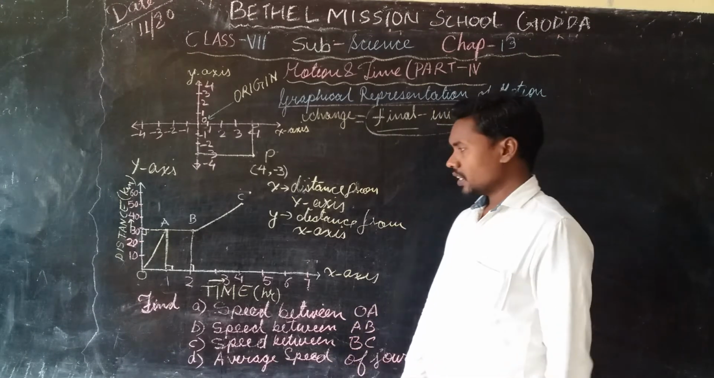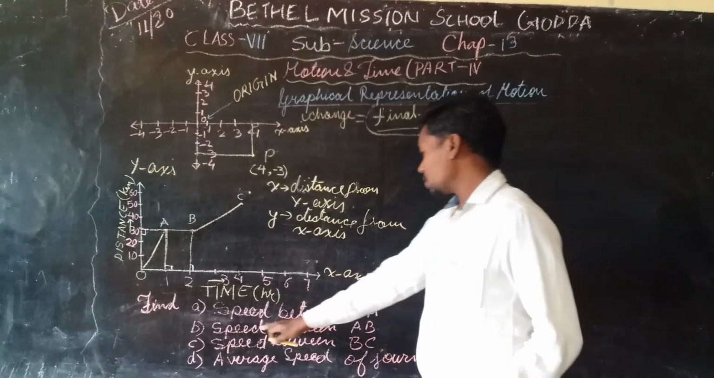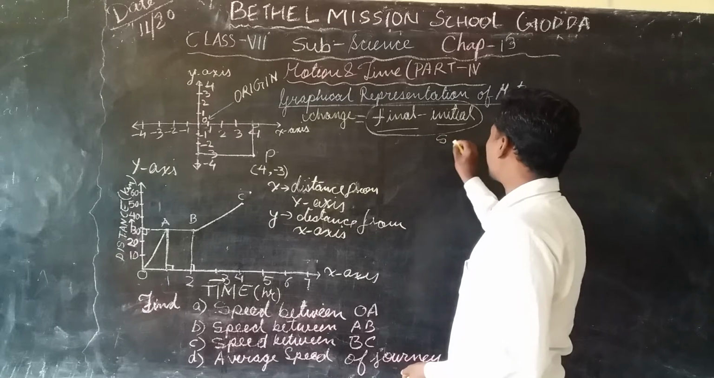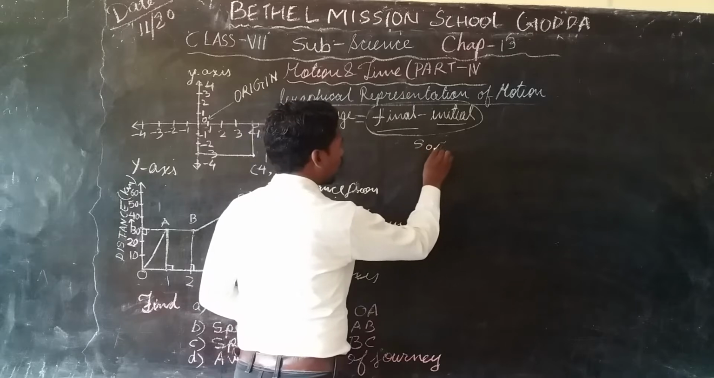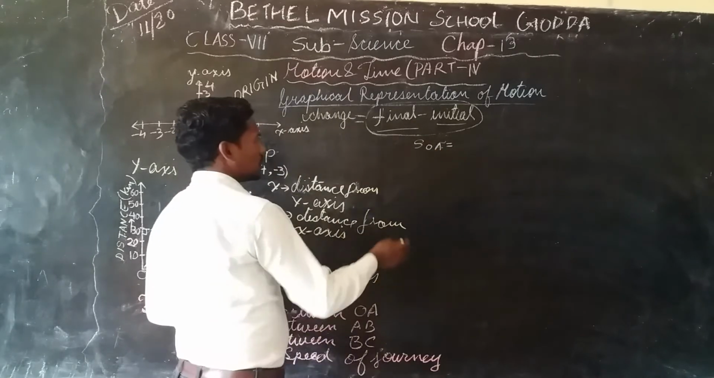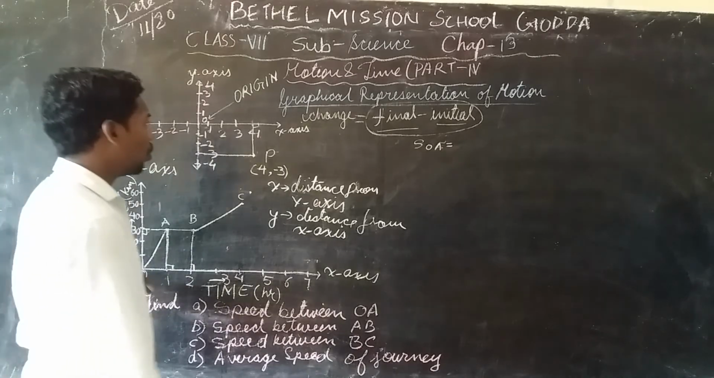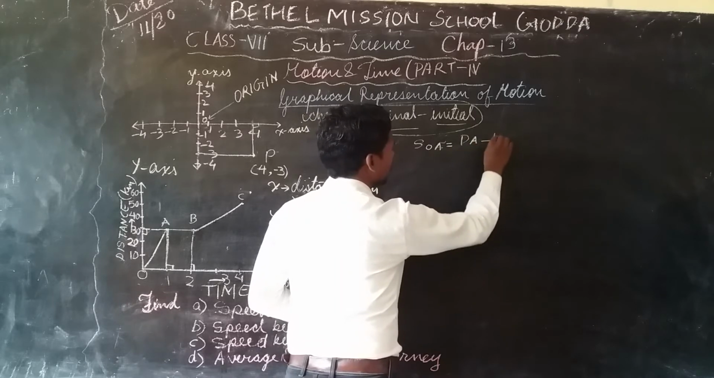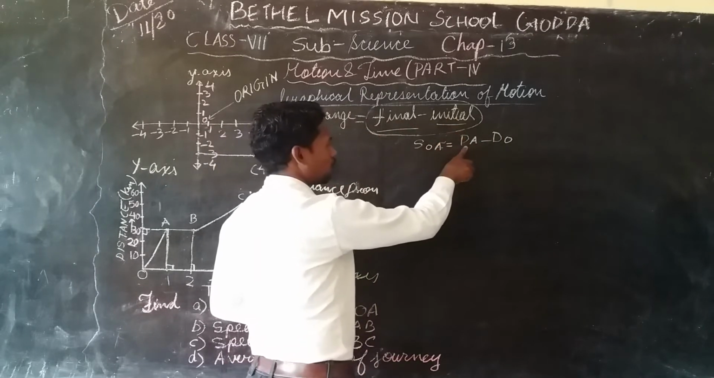Okay, very important thing. So now let us try to solve this question. What is the first one? The speed between O and A. So the speed OA is equal to final minus initial. What is the final position? A. And what is the initial position? O. So it is dA minus dO. It is always final position minus initial position.